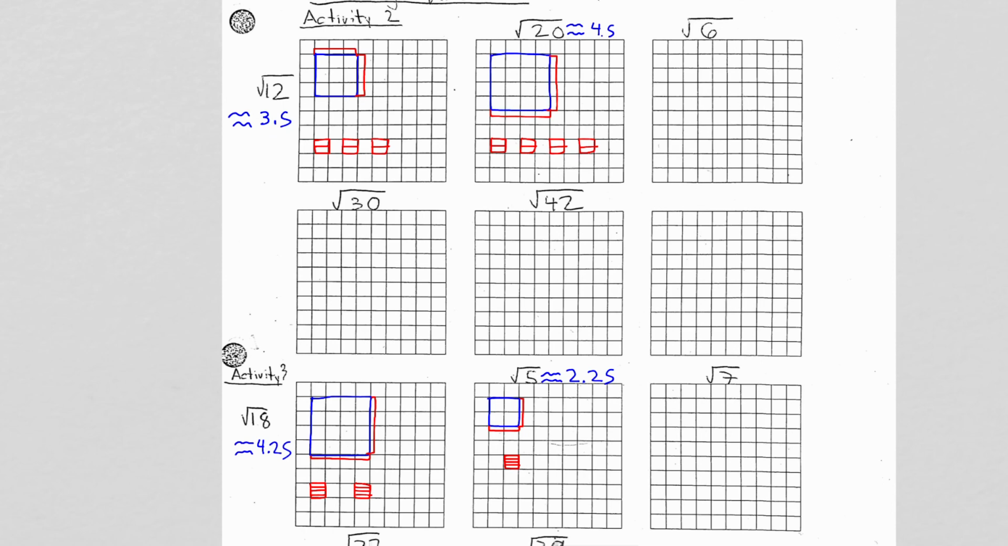The assignment the kids had today was to complete the rest of this paper, drawing out what these imperfect squares would look like and what their approximate square roots would look like.